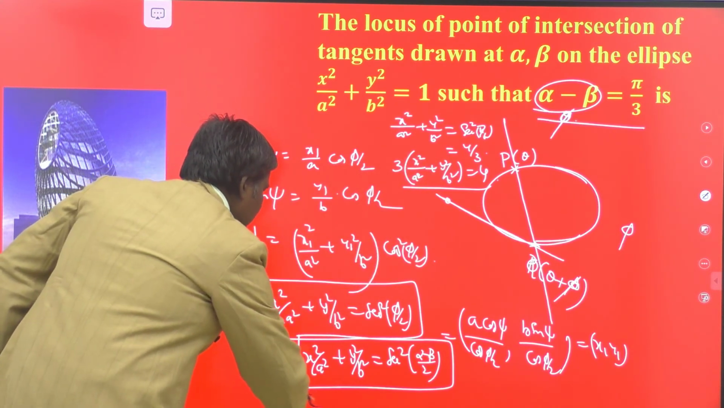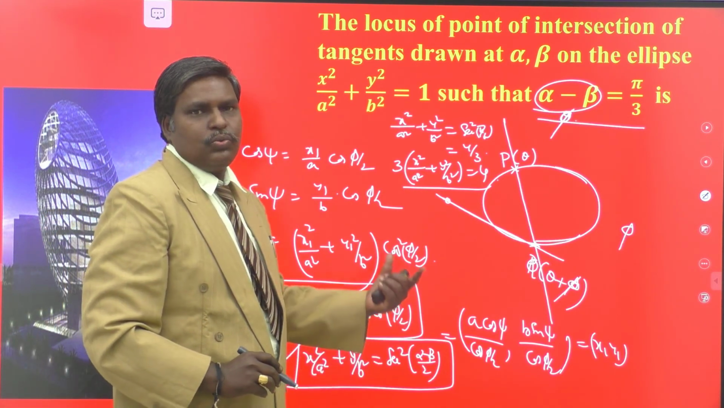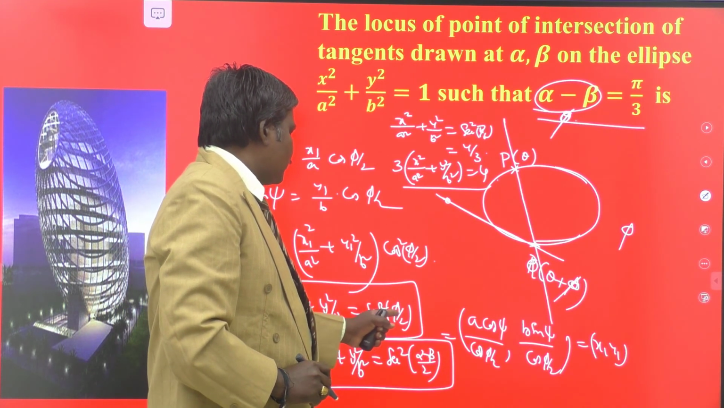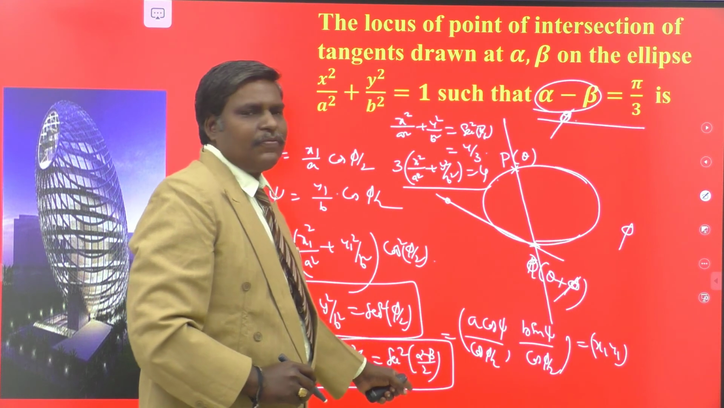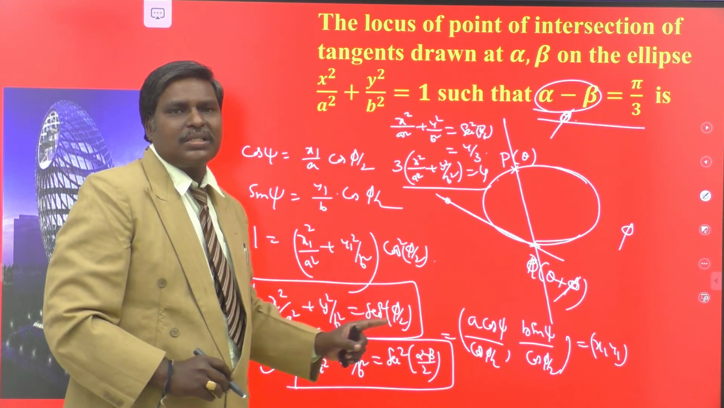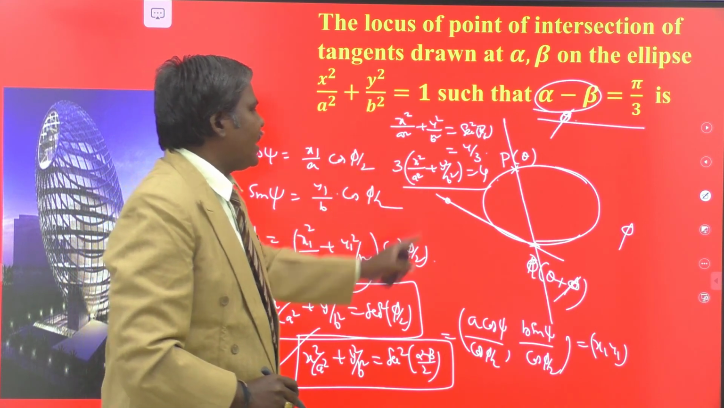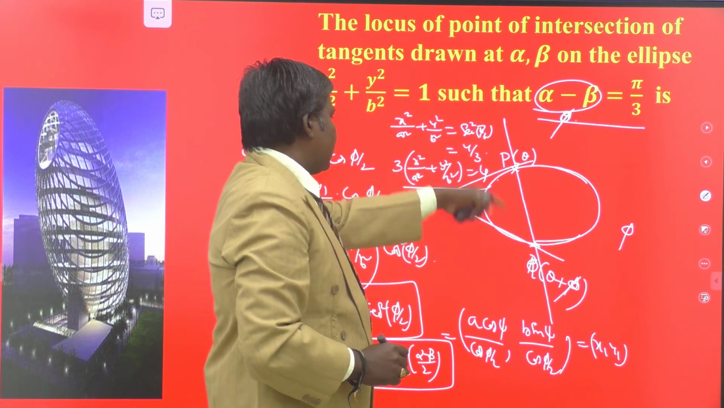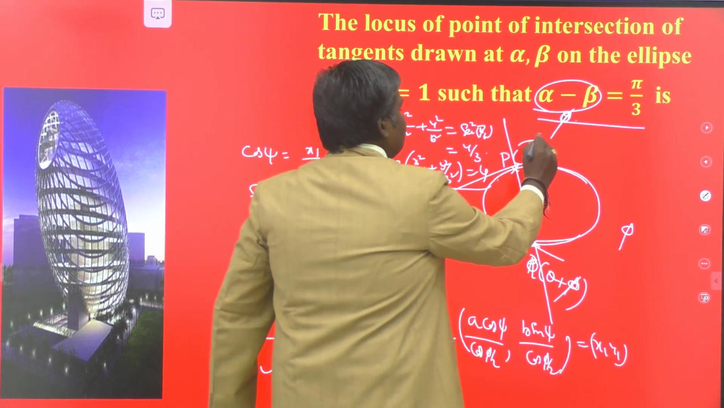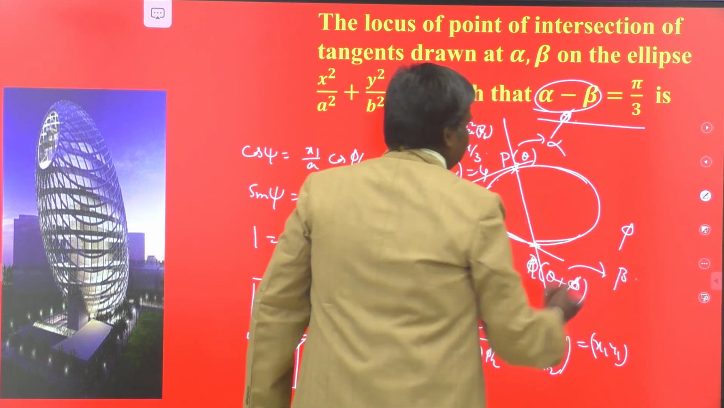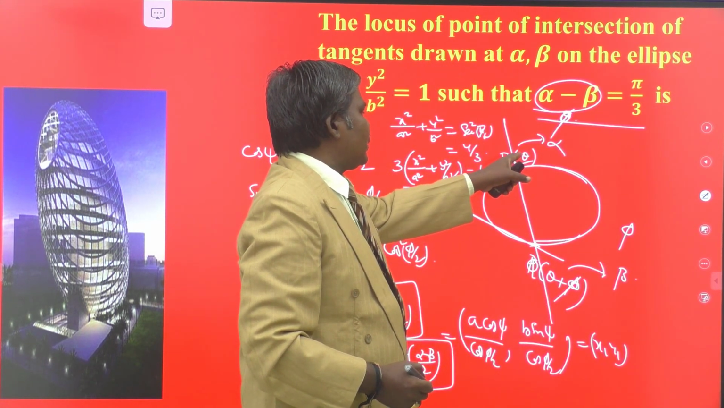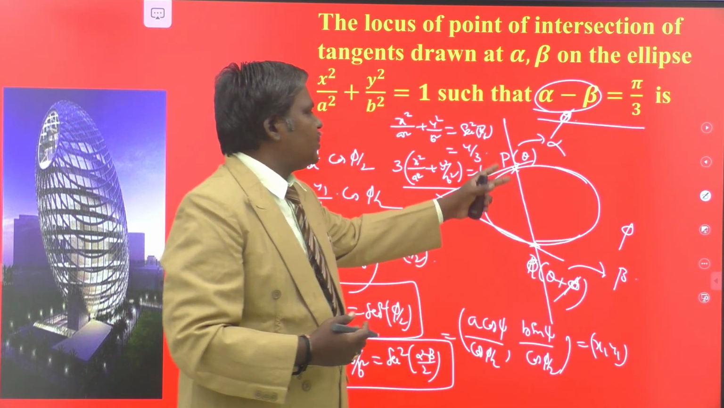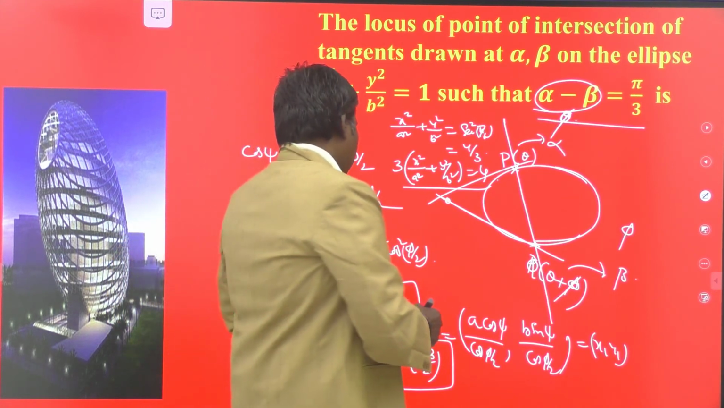So you have to remember this formula. I derived this one for you to remember: x square by a square plus y square by b square equals secant square of alpha minus beta by 2. This is the locus of the point of intersection of tangents to the ellipse whose eccentric angles are alpha and beta. For the sake of convenience, I am taking one as theta and the other as theta plus phi. Phi is the difference of these two eccentric angles. So your locus is what?